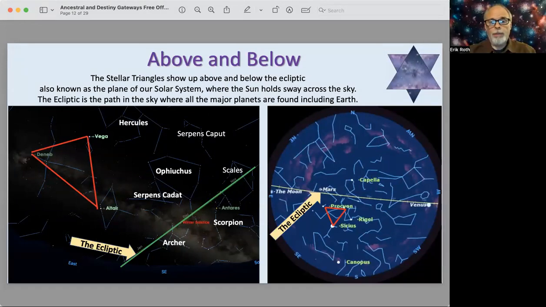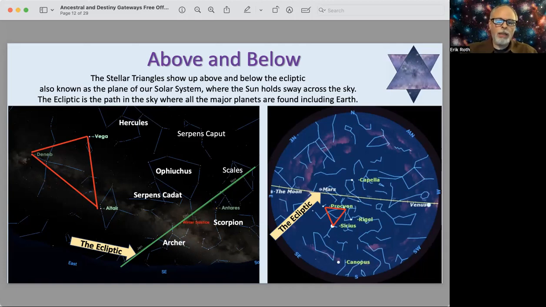Yeah, I'm happy to take this. So above and below, things are different depending on the hemisphere that you are in, but of course, above and below essentially comes from the Emerald Tablet of Hermes Trismegistus, Hermes Thoth Trismegistus, from ancient Egypt. It connects us into what is above our heads mirroring what's here on the planet, and also within ourselves and outside of ourselves too. In this case, the stellar triangles are both above and below the ecliptic, as Kaylin has been sharing. That's also known as the plane of our solar system, where the sun holds sway across the sky. So it's also the place where all the planets are.